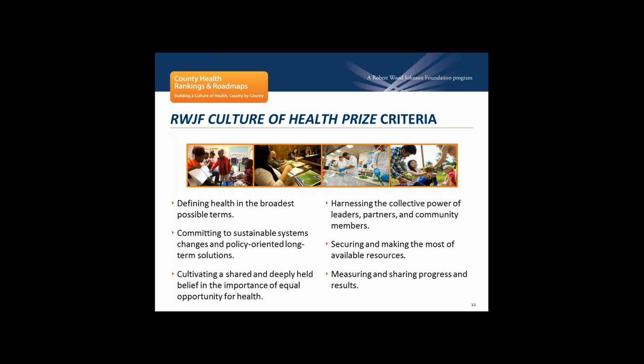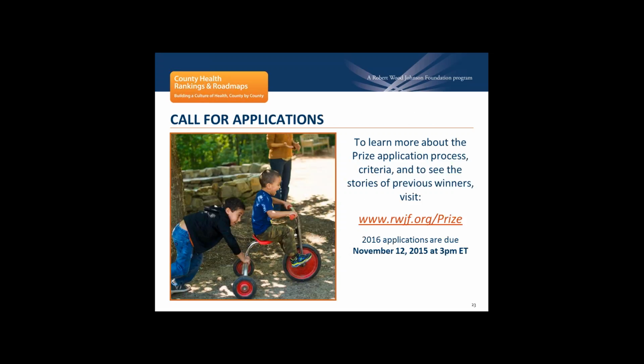To learn more about prize eligibility, criteria, selection process, key dates, and to apply, go to www.rwjf.org/prize, and Karen's putting the chat link in there. The 2016 applications are due November 12th, 2015 at 3 p.m. Eastern Time. We encourage you to check that out. And the process is every bit as powerful as winning. We really encourage folks to take a look at that and even consider going through it as a process of strengthening your community.